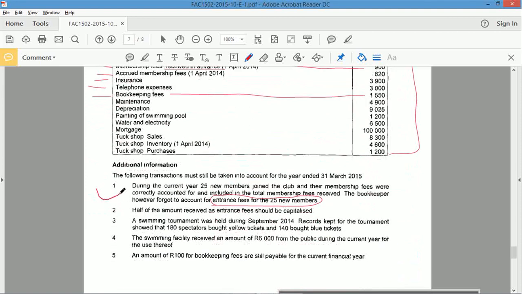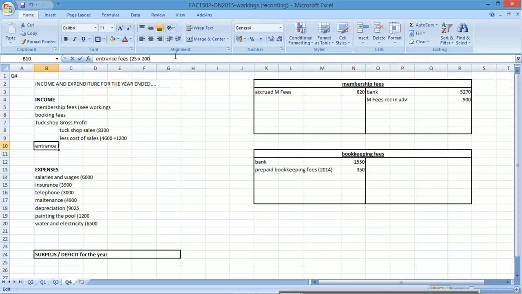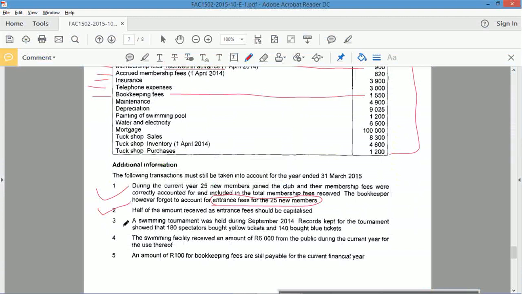Next. Half of the amount received as entrance fee should be capitalized. So half of it must be capitalized, so then times 50%. You can't show all of it as income. Half of it is capitalized.